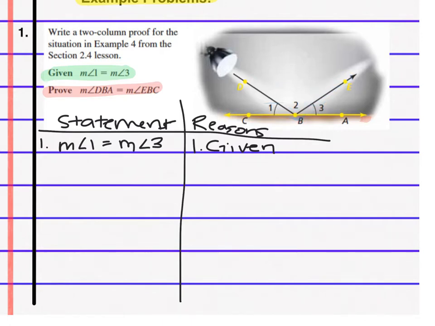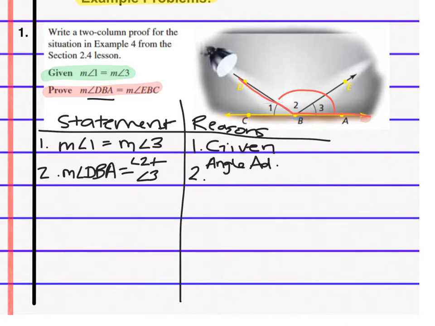All right, so let's start with DBA, which is our goal over here. Okay, so the measure of DBA, how can we describe DBA? So DBA, I'll make it red here. DBA is basically the sum of angle 2 and angle 3. Okay, what's the reason? That's the angle addition postulate. When you add two angles.